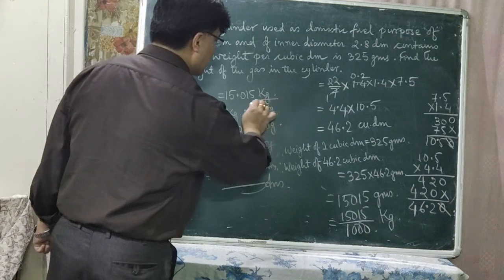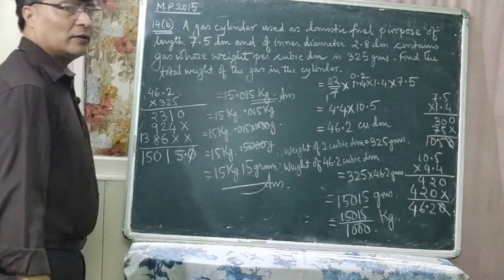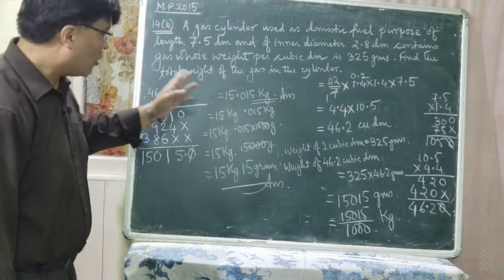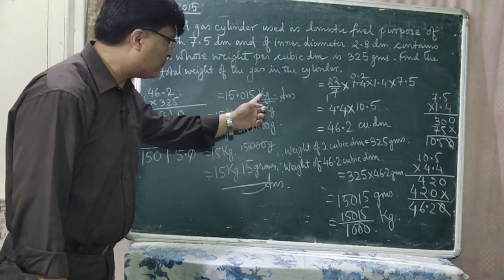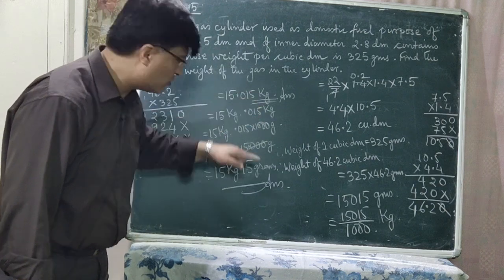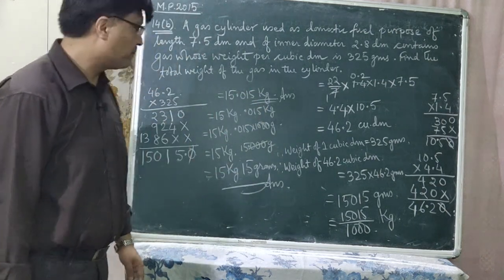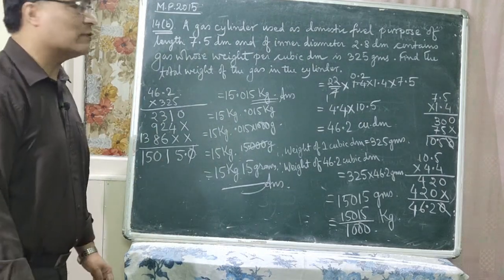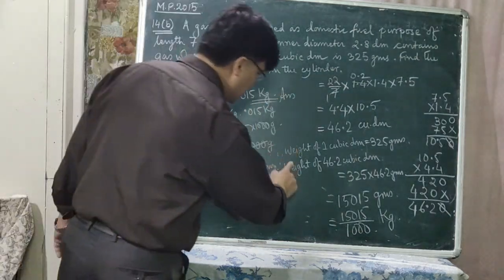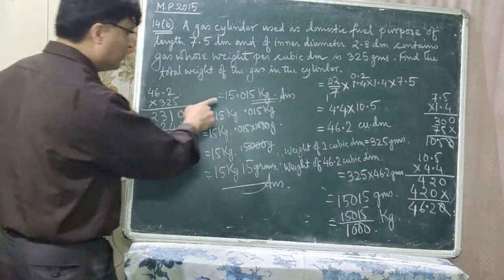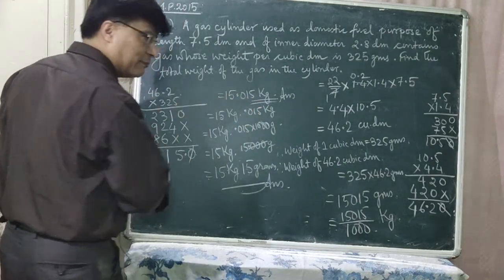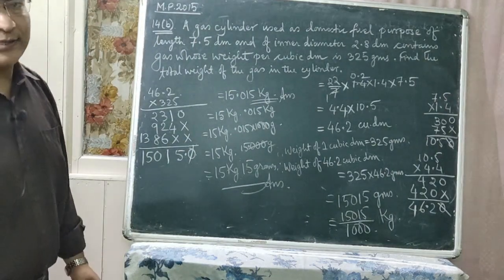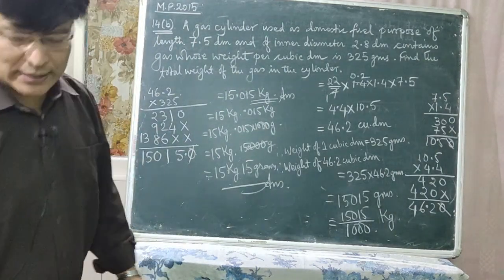You can keep the answer as 15.015 kilogram also, or you may convert this 0.015 kilogram into grams. That is your 15 grams. So I think you have understood it. Okay. So what is the weight of gas in the cylinder? The weight of gas in the cylinder is either 15.015 kilogram, or it may be 15 kilogram 15 grams. That is also the answer. So you can copy it.